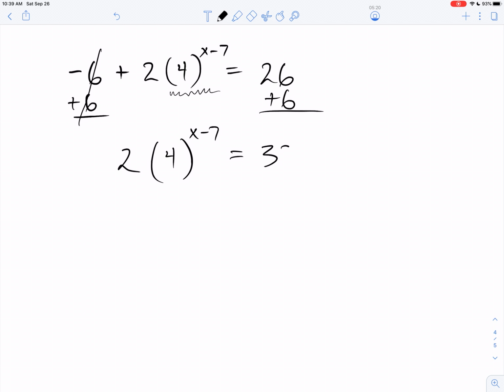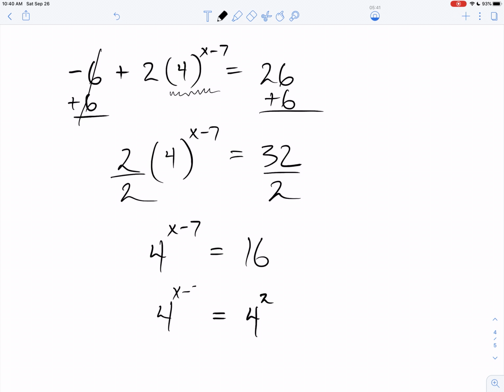And over here I'd have 32. I'd divide both sides by 2. And then I get 4 to the x minus 7 power equals 16. And this time, instead of saying, well, 16 is 2 to the fourth, yeah, but it's also the same thing as 4 squared. Remember, the object of the game is, can I get the two bases to match? Because if I can, then I can set the powers equal to each other. And what's the answer for this one? X would have to be 9.